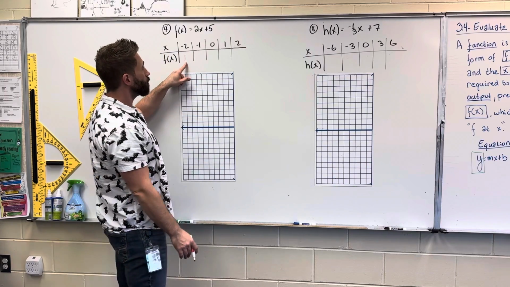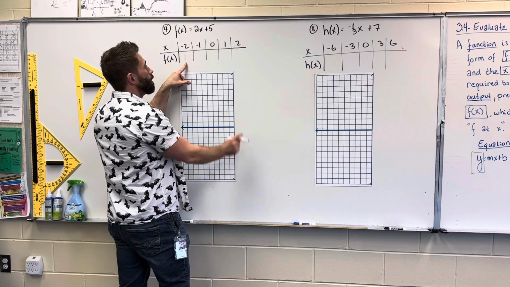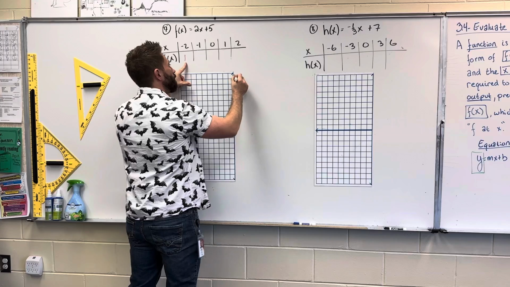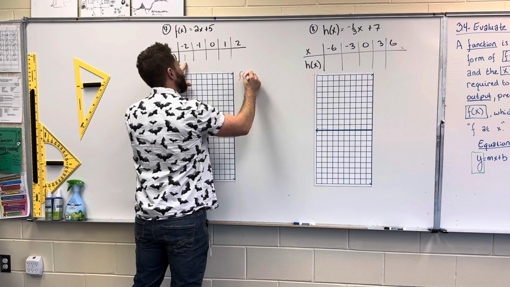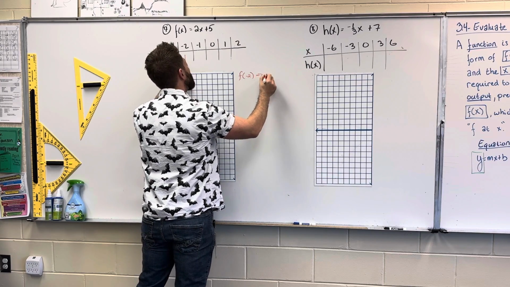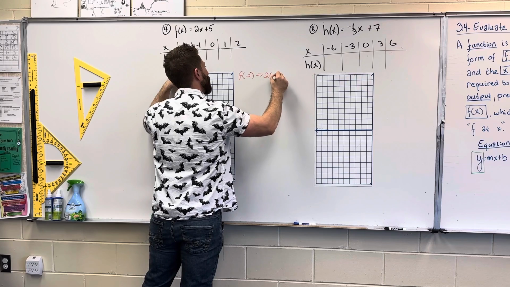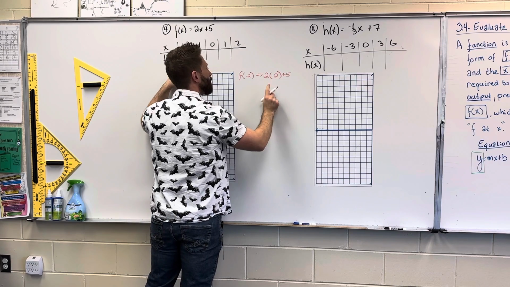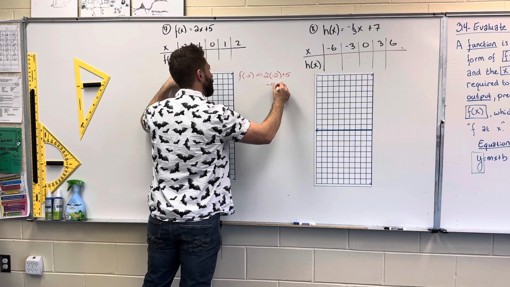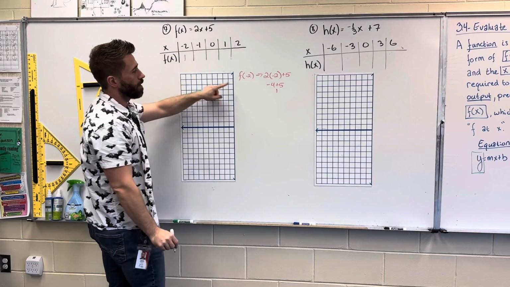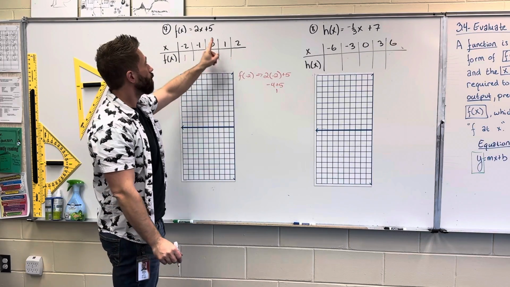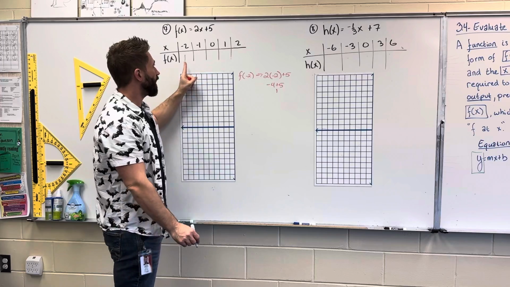So what did we do right here? How did we get that 1? Well, I used that as my input. So I said, okay, f of negative 2 produces 2 times negative 2 plus 5. 2 times negative 2 is negative 4, plus 5 is 1. That's where we got the 1. We plugged it into the function and we got that as an output.